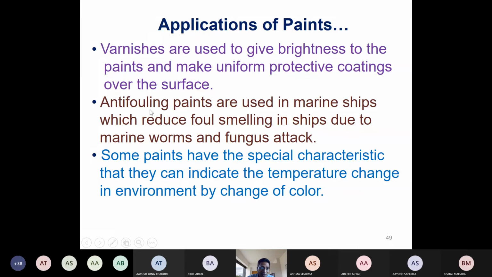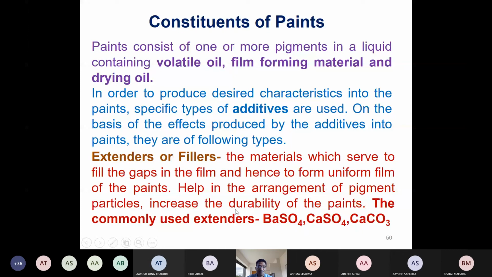Anti-fouling paints are used in marine ships, which reduce the bad smelling in ships due to marine worm and fungus attack. Some paints have special characteristics that they can indicate temperature change in environment by change of color. And paint consists of one or more pigment in liquid containing volatile oil, film forming materials, and drying oil.